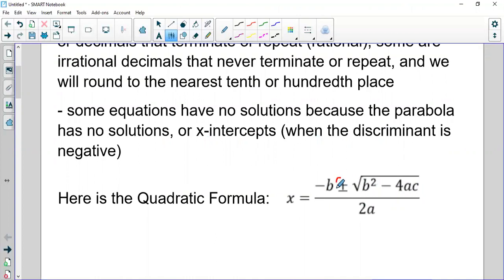And then this plus or minus symbol, that's what we're going to use to get two answers. We're going to do -b plus whatever this is, divided by 2a. That'll give us our first answer. And then we'll do -b minus whatever this is, divided by 2a. That'll give us our second answer.